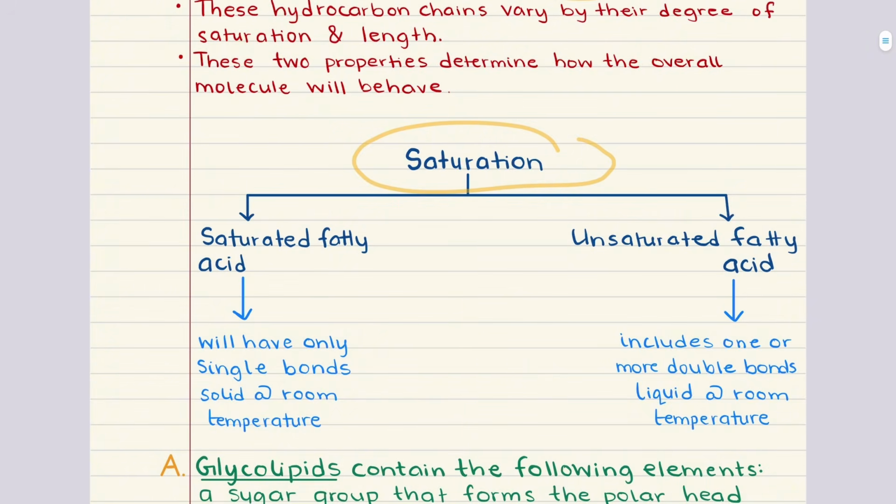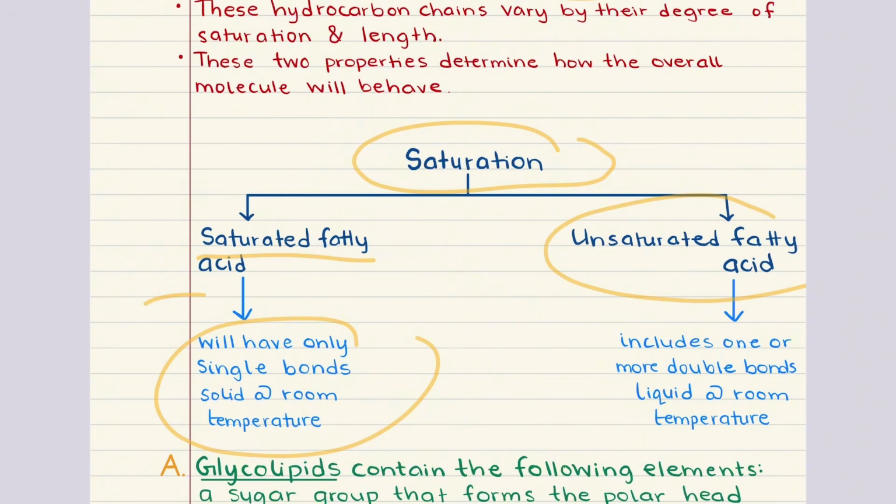A saturated fatty acid has only single bonds between its carbon atoms. Because the chains are straight here and they can pack tightly, these lipids tend to be solid at room temperature. So think of butter or animal fat. That's a good example of a saturated fatty acid.